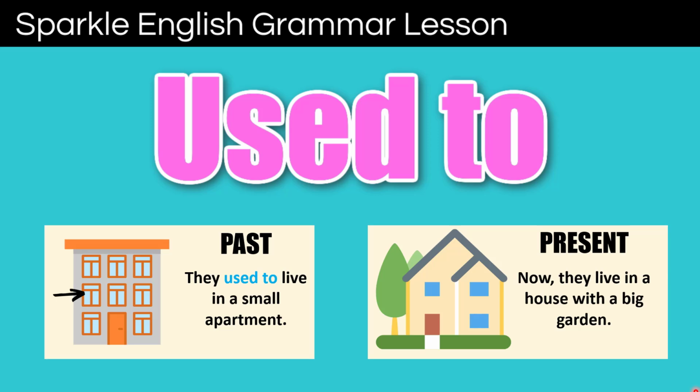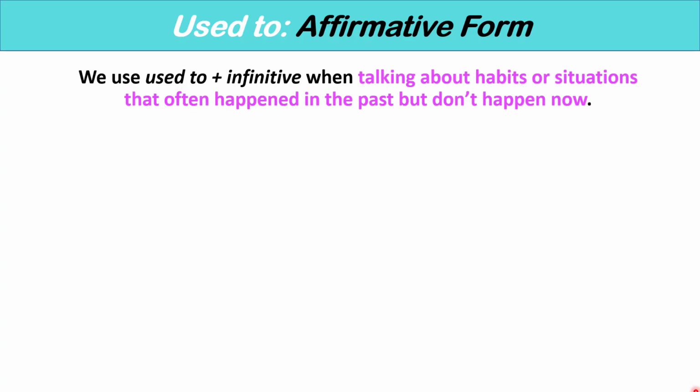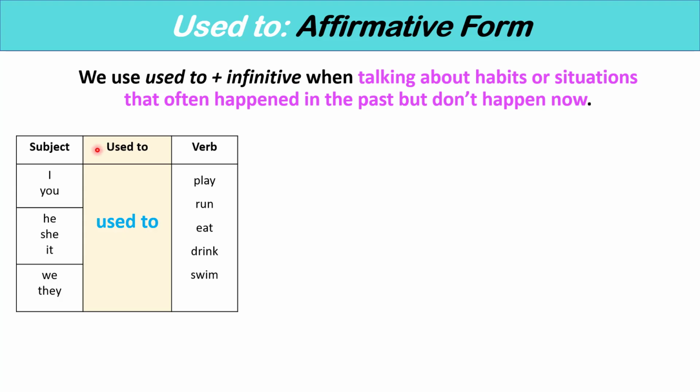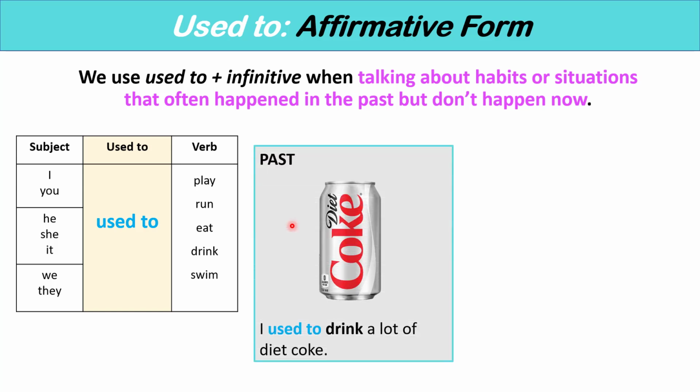In today's lesson, I'm going to teach you about the phrase "used to", which describes habits or routines in the past. We use "used to" plus the infinitive when talking about habits or situations that often happened in the past but don't happen now. We start with the subject, then we add the phrase "used to", and then the verb. So for example, I used to play, you used to run, he used to eat, she used to drink, they used to swim. Let's look at some examples.